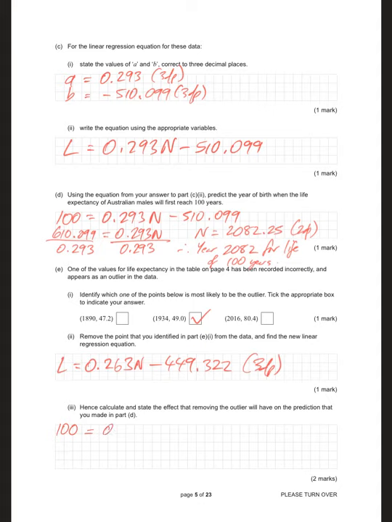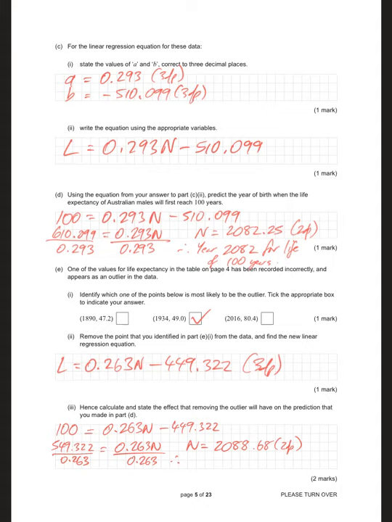So 100 is equal to 0.263n minus 449.322. Add 449.322 to everything. So it's going to be 549.322 is equal to 0.263n. Divide both sides by 0.263. n is going to be 549.322 divided by 0.263, which is 2088.68 to 2 decimal points.